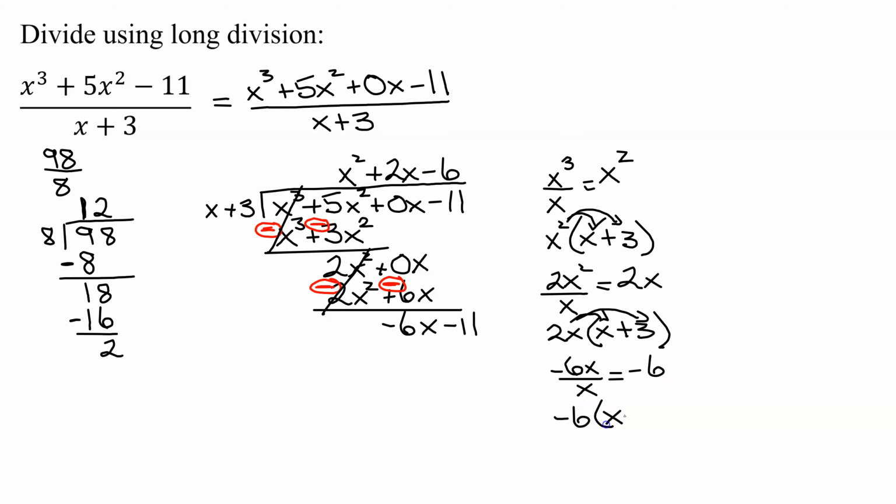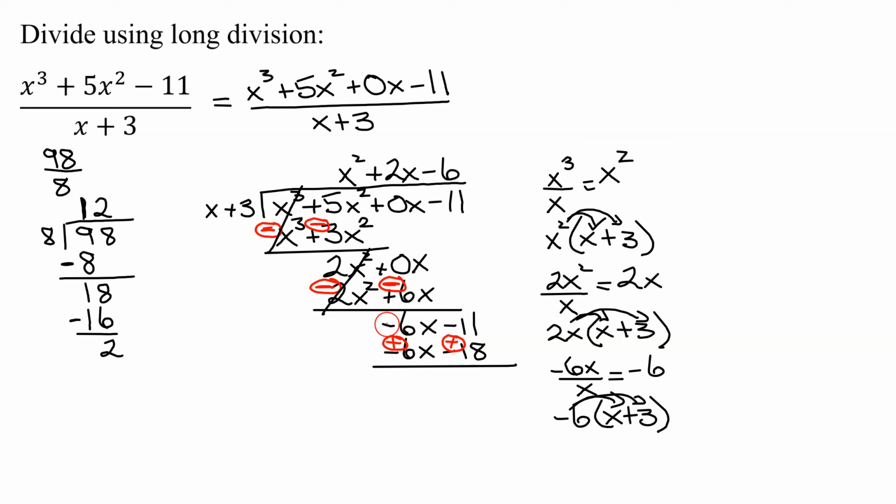And then multiply negative 6 times my divisor of x plus 3. Negative 6 times x is negative 6x. Negative 6 times 3 is negative 18. So now I need to change my signs and add. So this negative 6x becomes plus 6x. This negative 18 becomes plus 18.